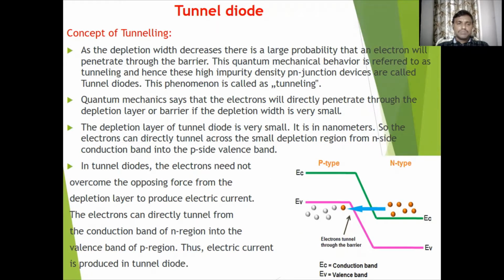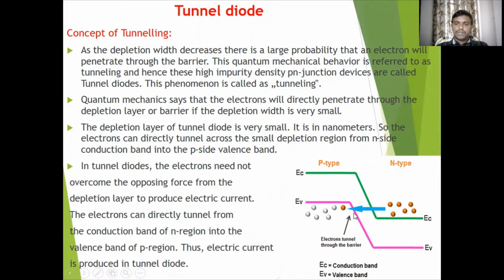Tunneling is nothing but the penetration of electrons from the n side to the p side through a narrow depletion region. This is called the tunneling process. Because of this tunneling process, a current flows, and because of that, this diode is called a tunnel diode.